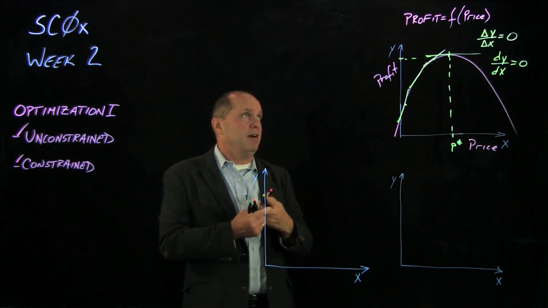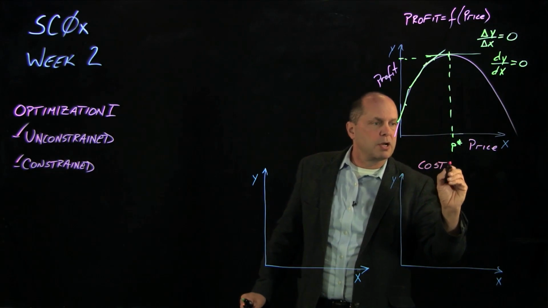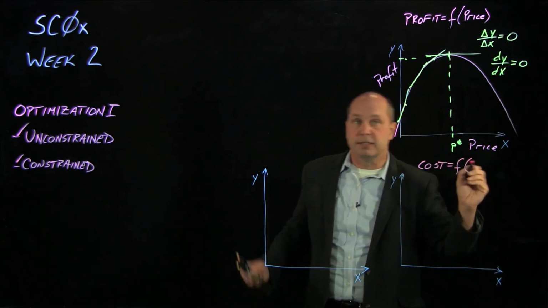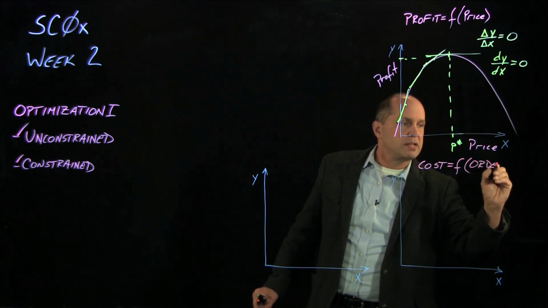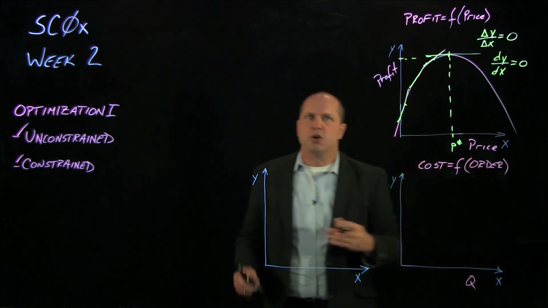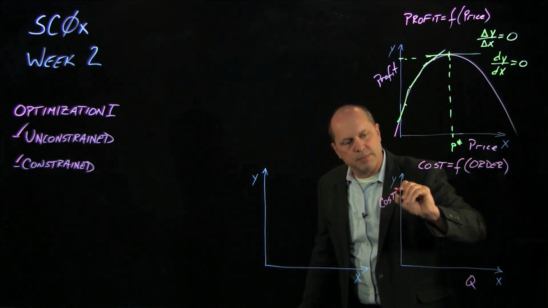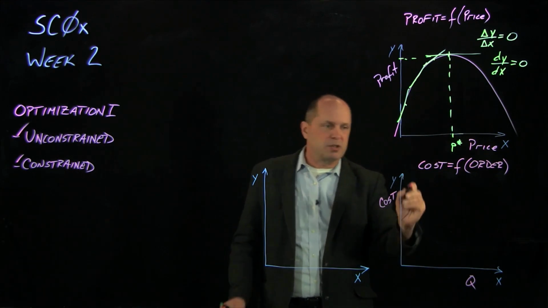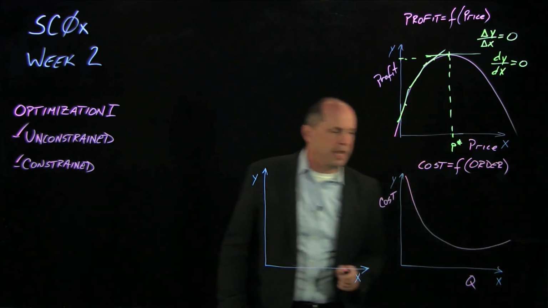So for example, I could have something down here where I have a cost function. So my inventory cost, and that could be a function, as we'll see in later lessons, of my order size, so the quantity that I order. So this x here would be, we'll use the letter Q for quantity. And up here, it'll be the cost of my inventory. And as we'll see, this function actually looks something like this. It comes down high, then it starts going back up again.